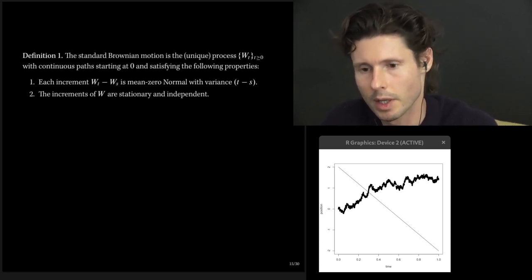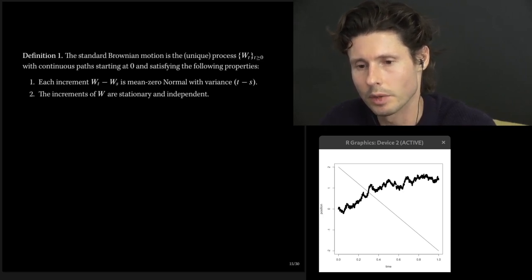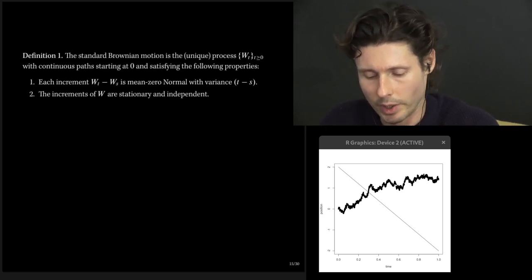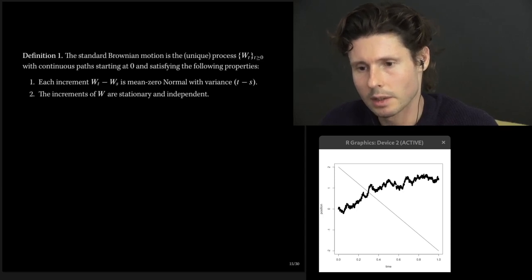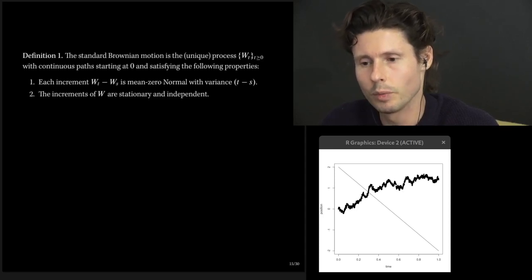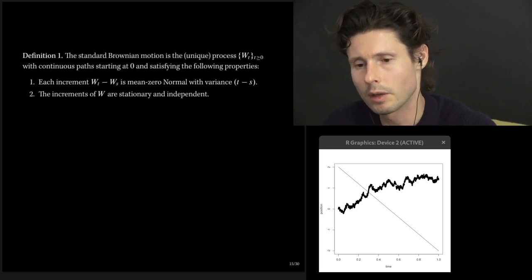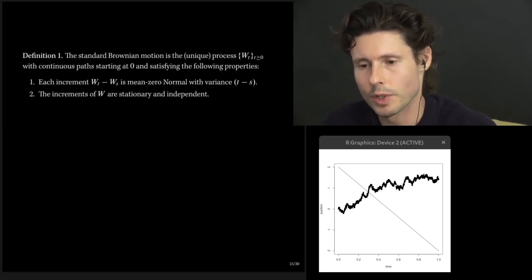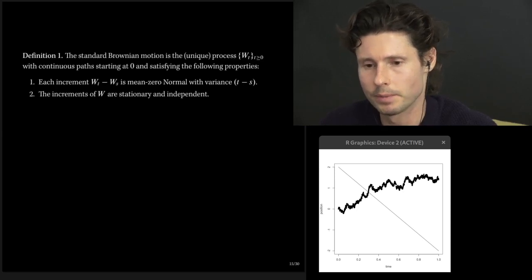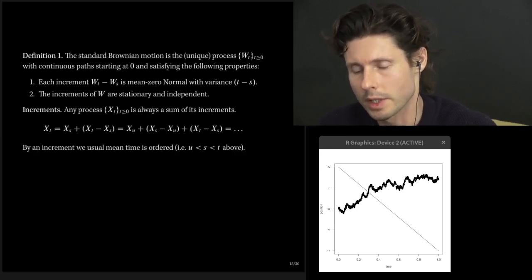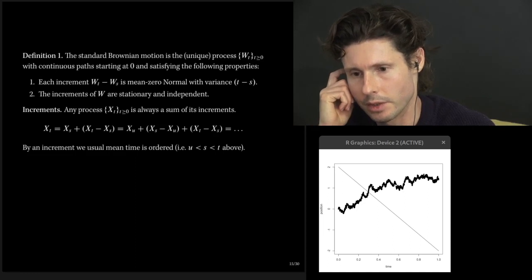So this is what I'm going to spell out the details of, but said briefly, we're going to claim that each increment is mean zero normal with variance that equals the length of the interval, and that these increments are stationary and independent. So let's get into some of the details of this.